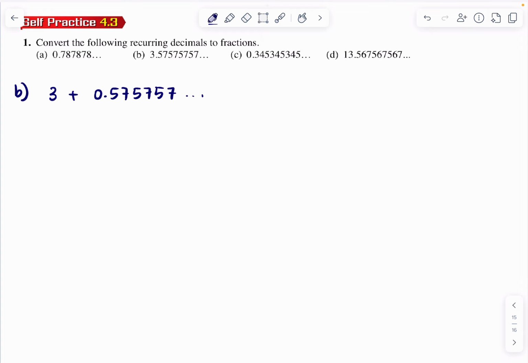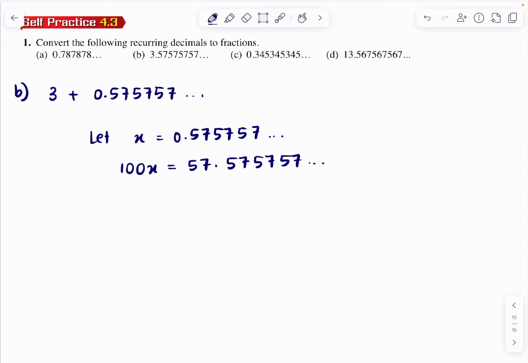Okay, so now we just let the pattern, this repeating pattern, we need to find the fraction for this first. So we let x is 0.575757. So here also same, the pattern repeats here. So we must multiply 2 decimal places. So 100x will be 57.575757.